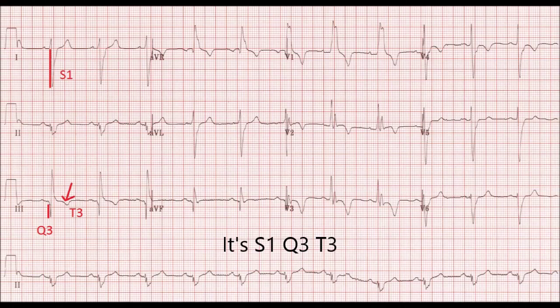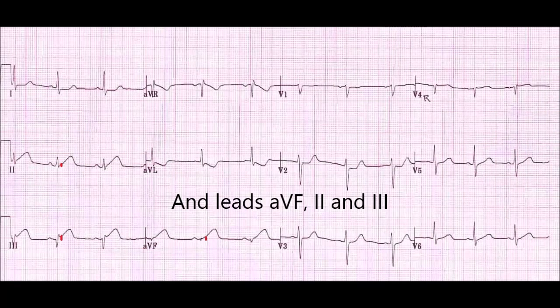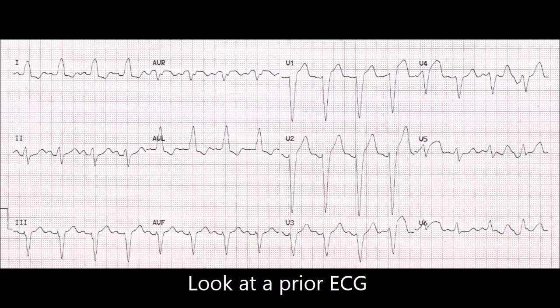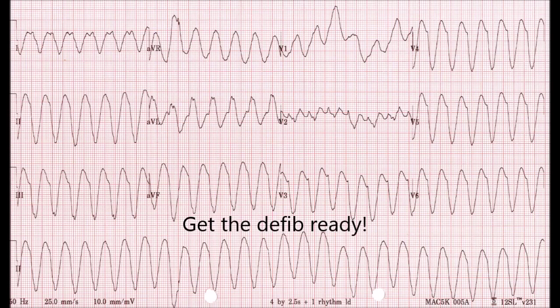It's S1Q3T3, a huge PE, and leads aVF, 2 and 3, inferior STEMI. If there's an LBBB, look at a prior ECG, and if it's VF or VT, get the defib ready.